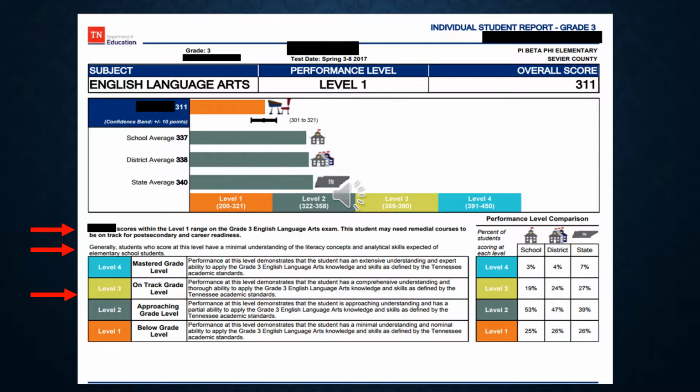Then this report gives an individual explanation to the current progress of the student in regards to college and career readiness. It also gives an explanation of academic readiness of students at this performance level. Thirdly, it shows the performance levels. Level 4 being mastered. This used to be the advanced level. Level 3 is on track. This used to be the proficient level. Level 2 is approaching. This used to be the basic level. And level 1 is below grade level, and this used to be below basic. Each performance level is accompanied by an explanation.